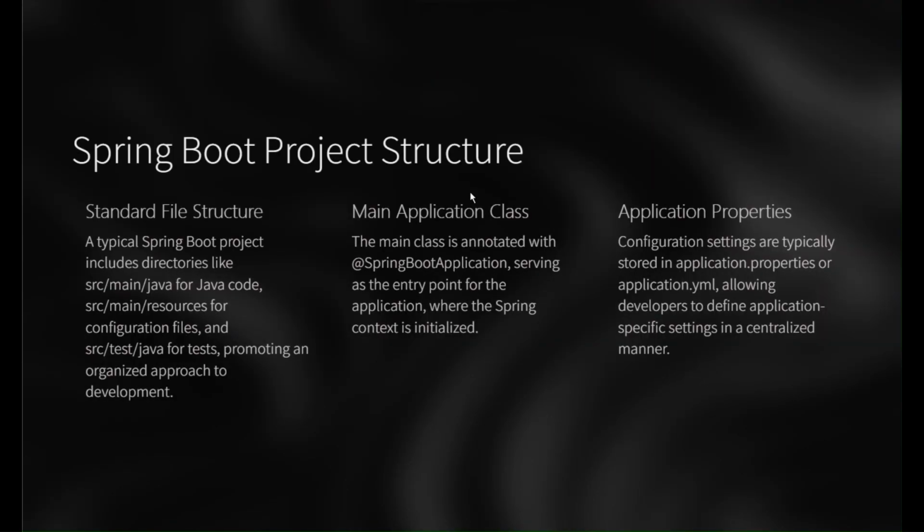Spring Boot project structure. A standard Spring Boot project follows a clean and organized file structure. The src main Java directory contains Java source code. src main resources contains configuration files. And src test Java contains test cases. This structure promotes clean code and professional development practices.